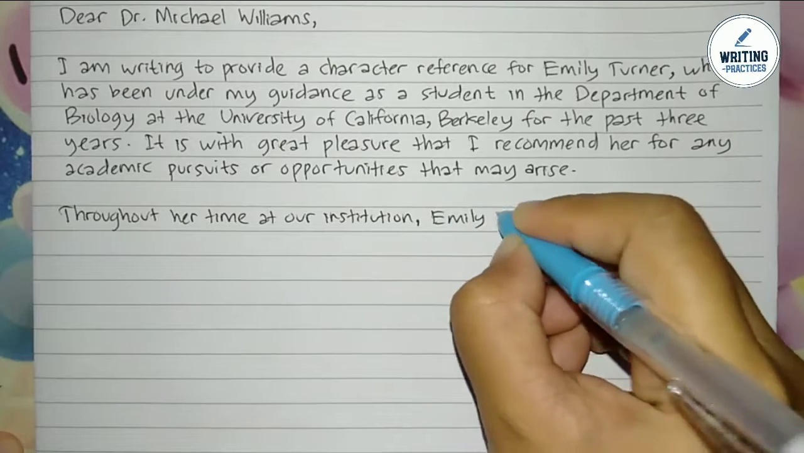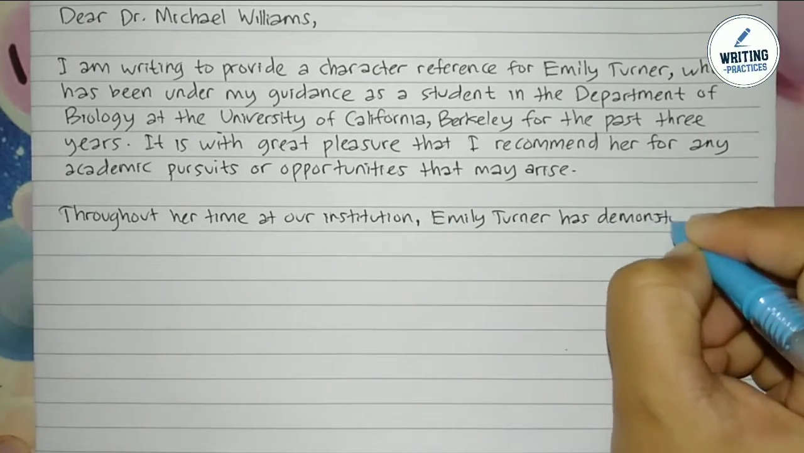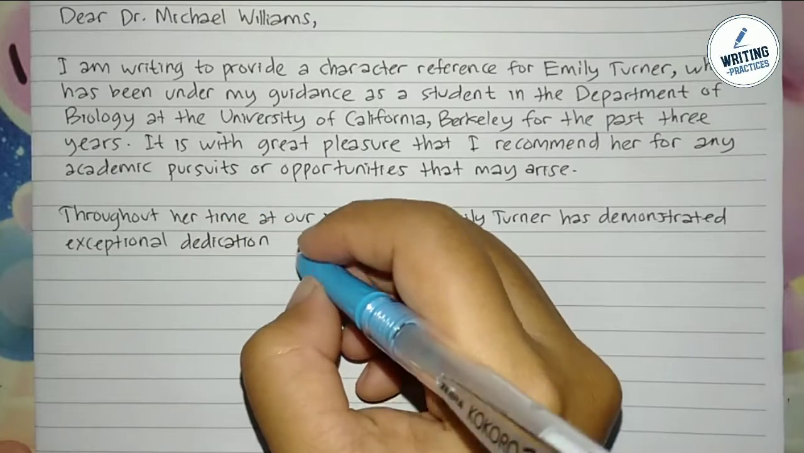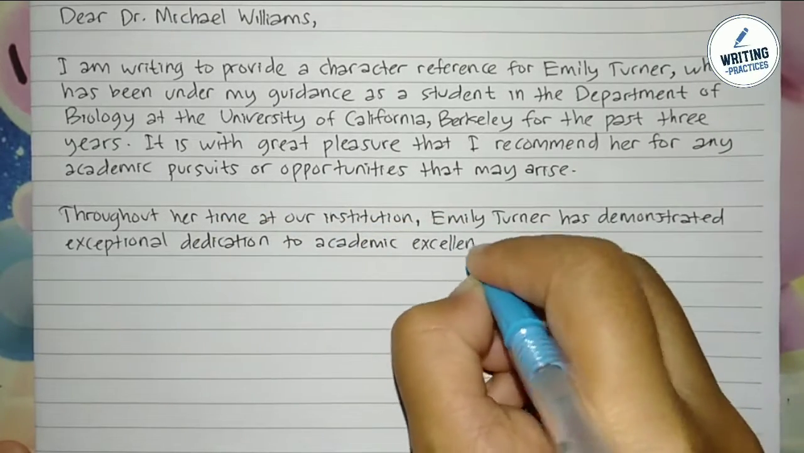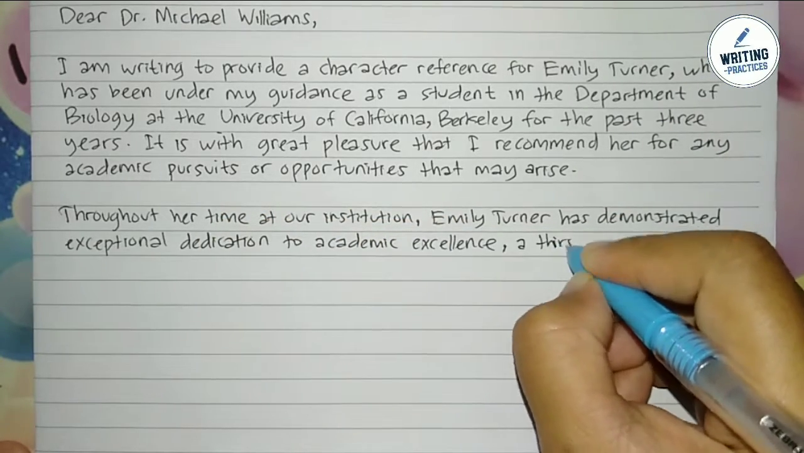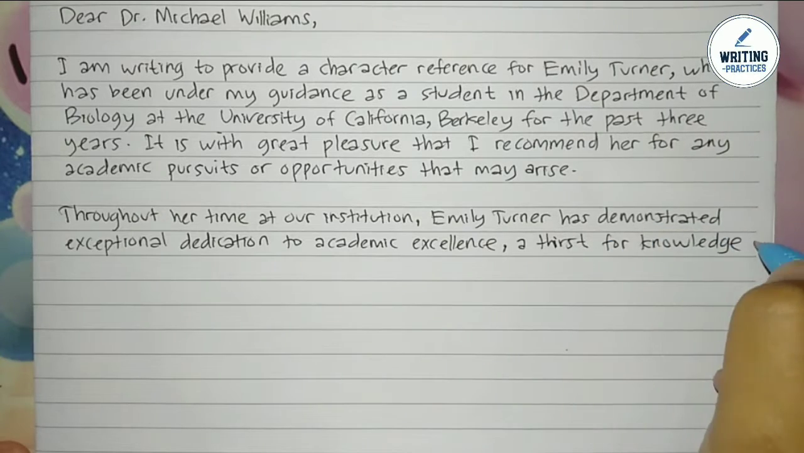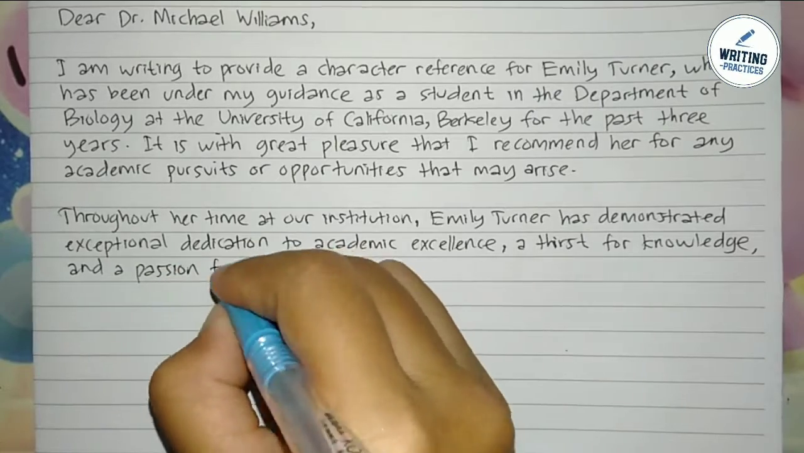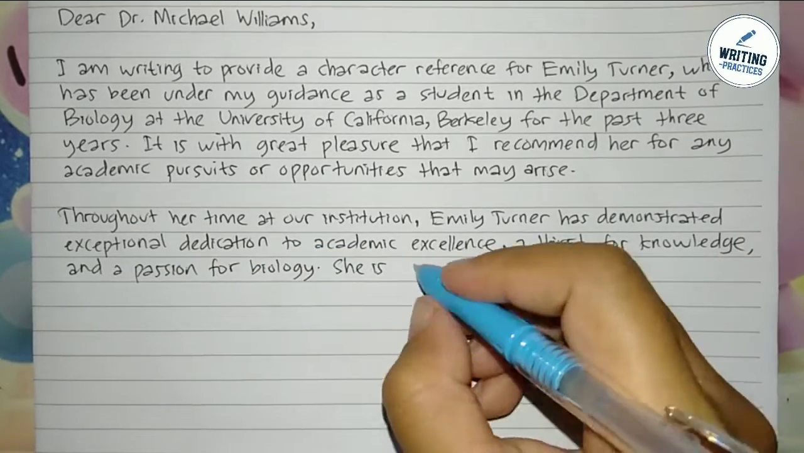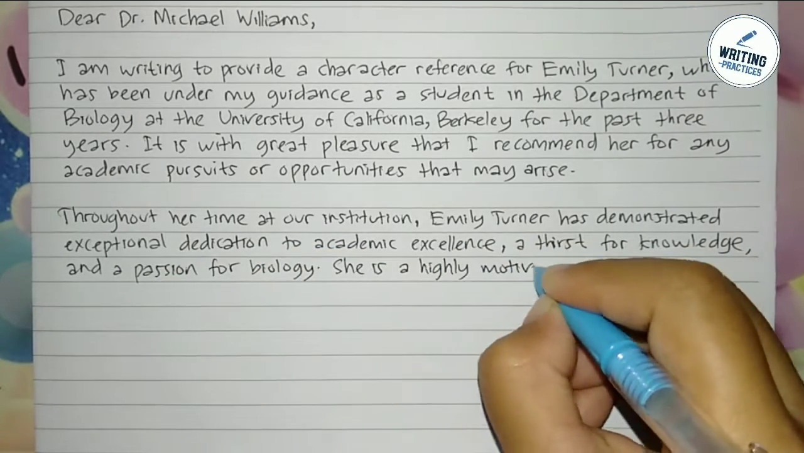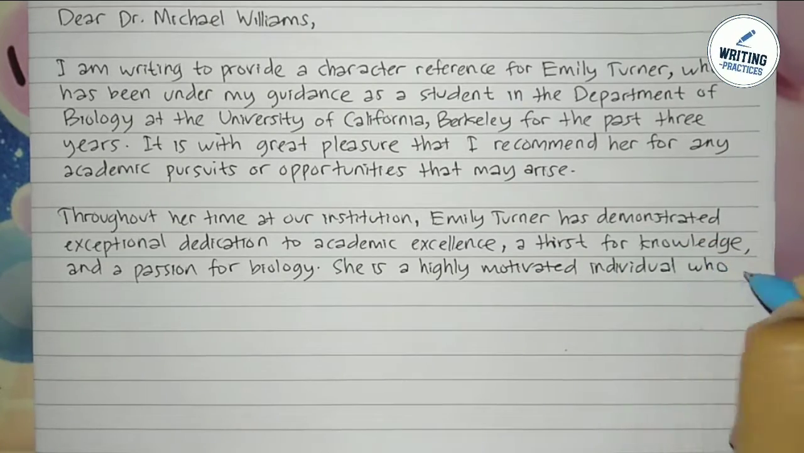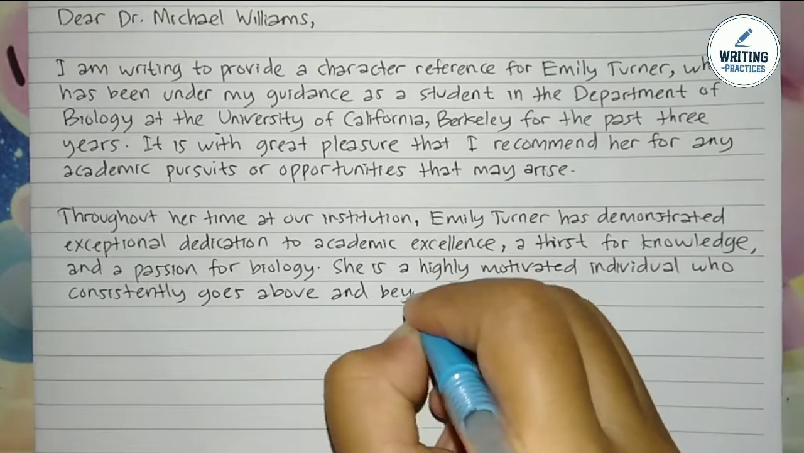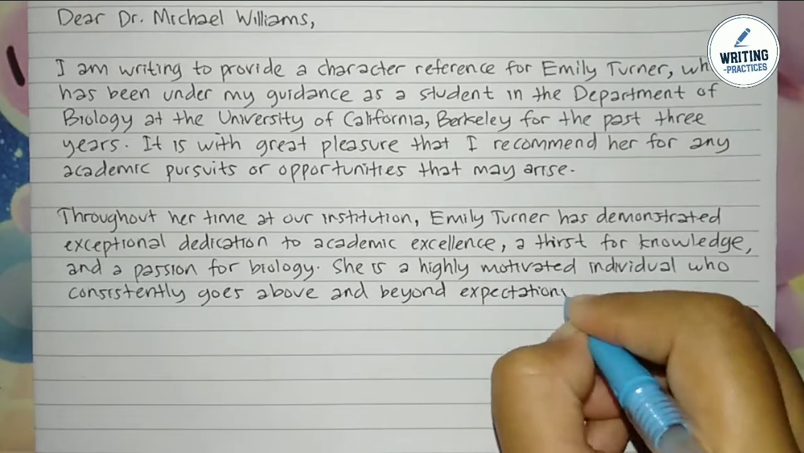In the second paragraph, this is for recommendation and overview. As you can see, the writer expresses pleasure in recommending Emily for academic opportunities. You may write something like, Throughout her time at our institution, Emily Turner has demonstrated exceptional dedication to academic excellence, a thirst for knowledge, and a passion for biology. And then, the writer highlights Emily's dedication to academic excellence and passion for biology. Sure, you can do the same, and here is the example how you write it. She is a highly motivated individual, who consistently goes above and beyond expectations.